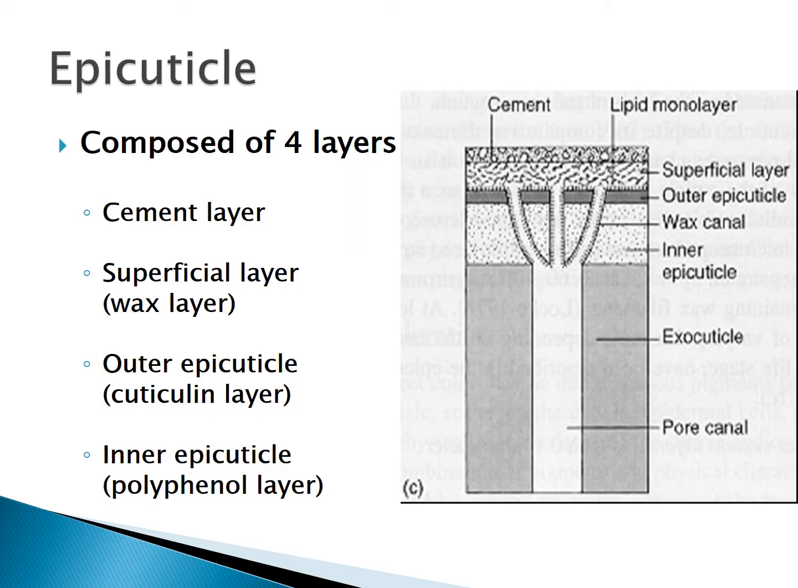Epicuticle is again composed of four layers. First of all, the cement layer. Second is the superficial layer or wax layer, as you can see here. Third layer is the outer epicuticle. Fourth one is the inner epicuticle. The outer epicuticle is made up of cuticulin layer, and the inner epicuticle is made up of polyphenol.